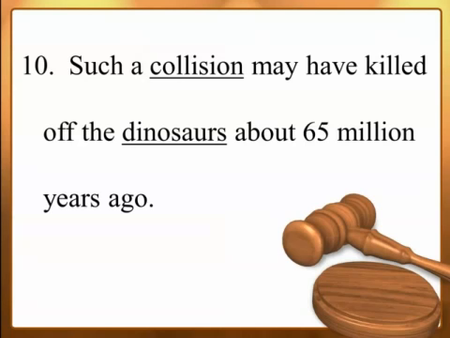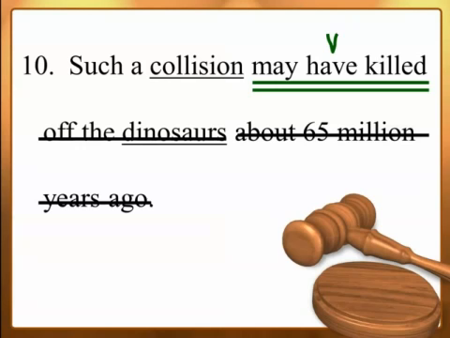Number 10, such a collision may have killed off the dinosaurs about 65 million years ago. Get rid of about 65 million years ago. And you can also cross off the dinosaurs. That would make dinosaurs an object of the preposition. May have killed, action verb. Collision, subject. Collision may have killed. And then we don't have the answer to what because dinosaurs happens to be an object of the preposition, not a direct object.